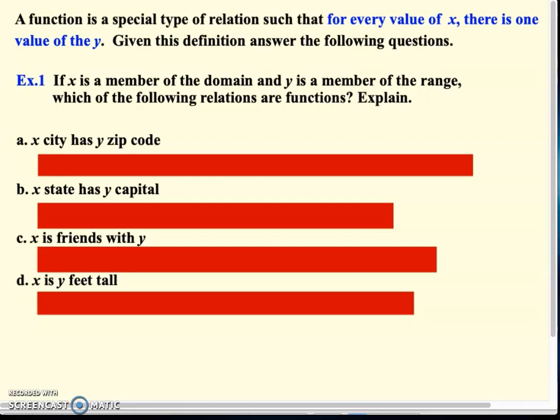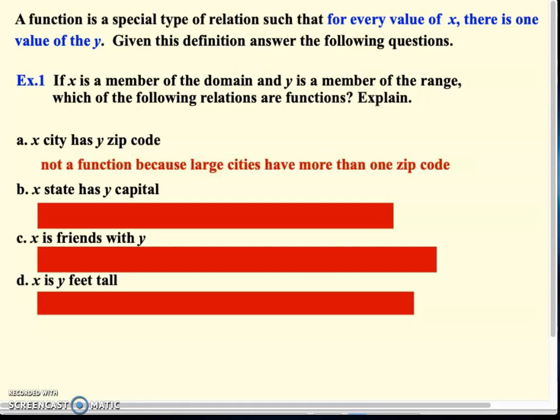If you think about it, just in Eden Prairie alone, we have more than one zip code. So if you're in a city that has more than one zip code, that'd be one city corresponding to multiple zip codes, or one X going to multiple Ys, not a function. Now, it could be in a small town, one city, one zip code. So it kind of depends on this one. I'd say not a function in large cities because we have multiple zip codes, but in a small city you can say sure, one-to-one, one X, one Y.